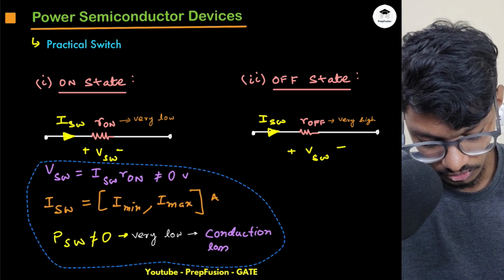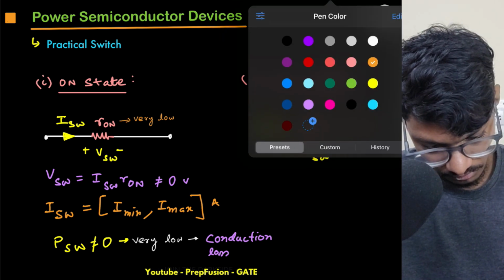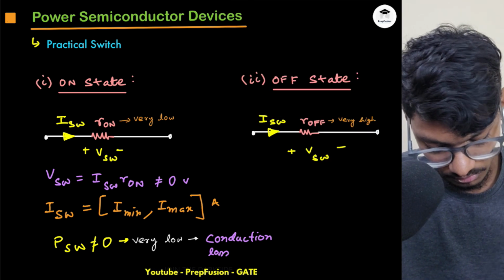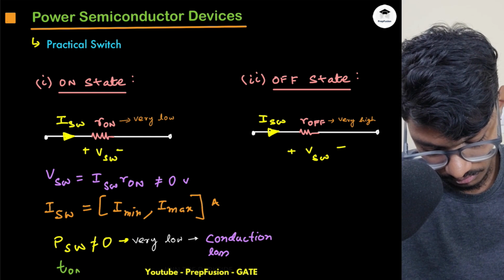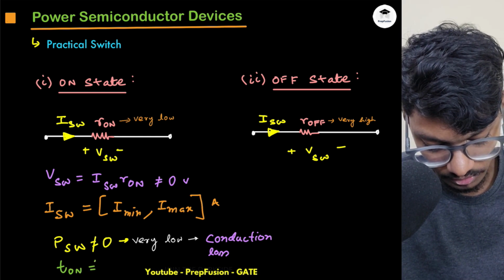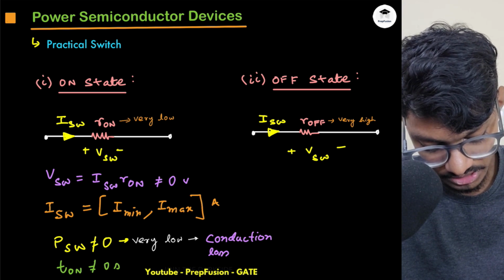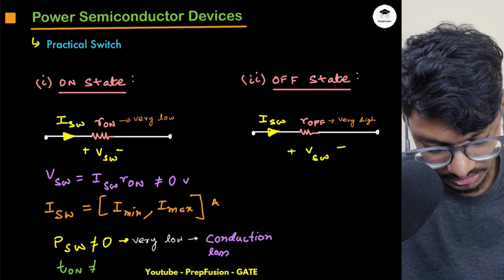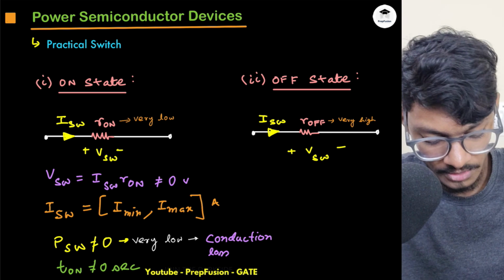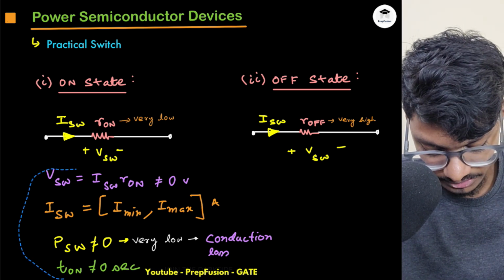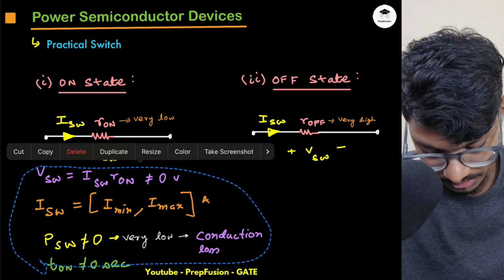I will show you. So this time, my T on will not be equal to 0. It will be some finite value. Okay, very low, but it will be some finite value. And it depends on the construction of the device as well. We'll see. Now, for the other case, I will just copy this. For the other case, the difference is that, just make this smaller.